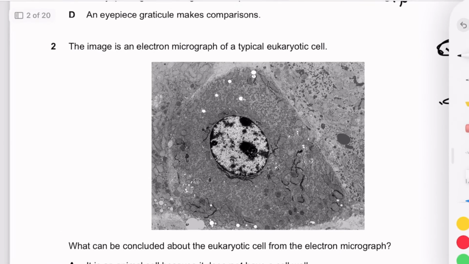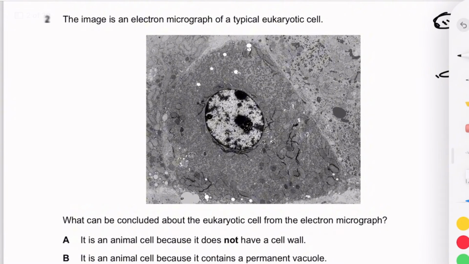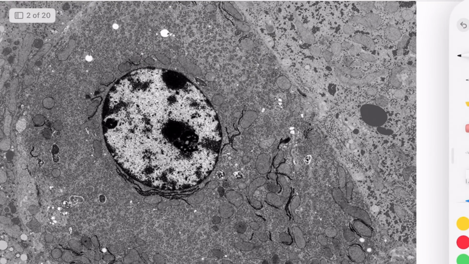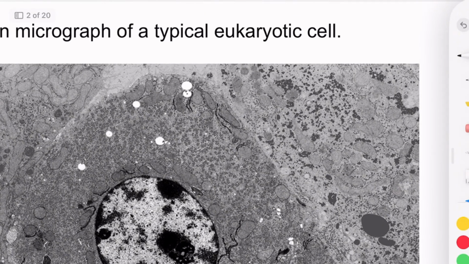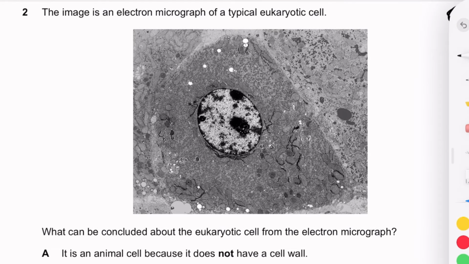Okay, the image is an electron micrograph of a typical eukaryotic cell. So you have a eukaryotic cell, you have the nucleus. It says, what can be concluded about the eukaryotic cell from the electron micrograph? Okay, so it is an animal cell because it does not have a cell wall. Now if you zoom in here, you can't really do that, but I can. So no, it does not have a cell wall, so it is an animal cell.